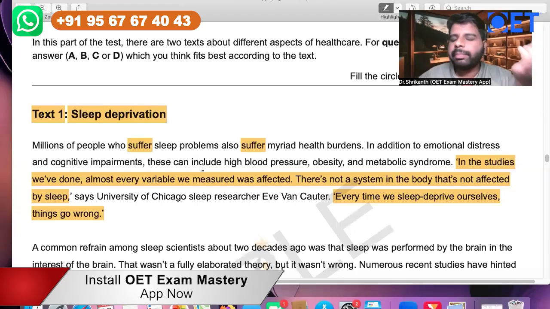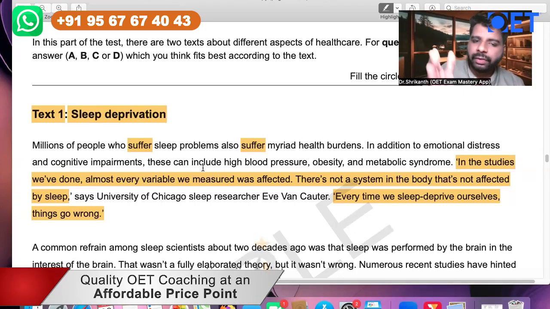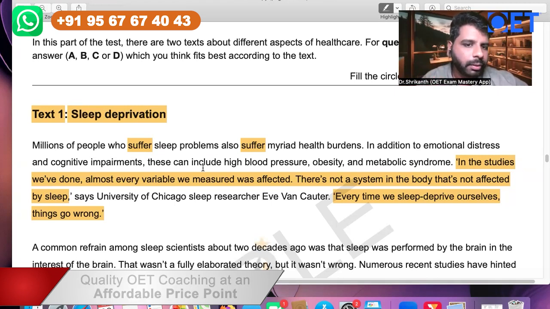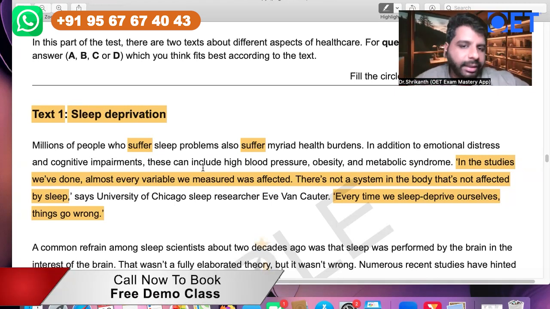Okay, being sleep deprived is not a simple issue. It is a very, very dangerous issue, because if a person is suffering from a sleep problem, they are also suffering from several other health burdens. See, emotive words. See the importance of emotive language.